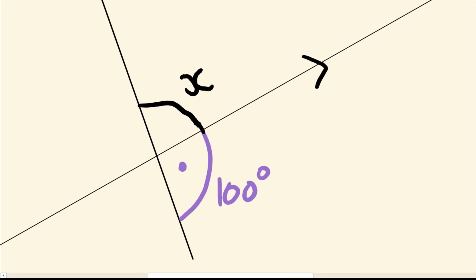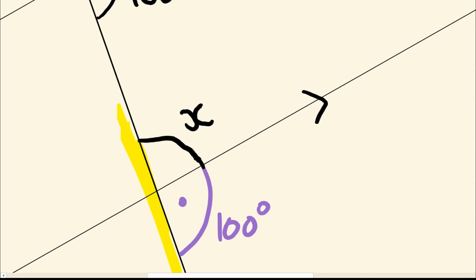We can now work out x. We can do that because we have two angles on a straight line. We know these two combined must give me 180. So if this is 100, then x must equal 80, so that when you add them together, you'll get a total of 180.